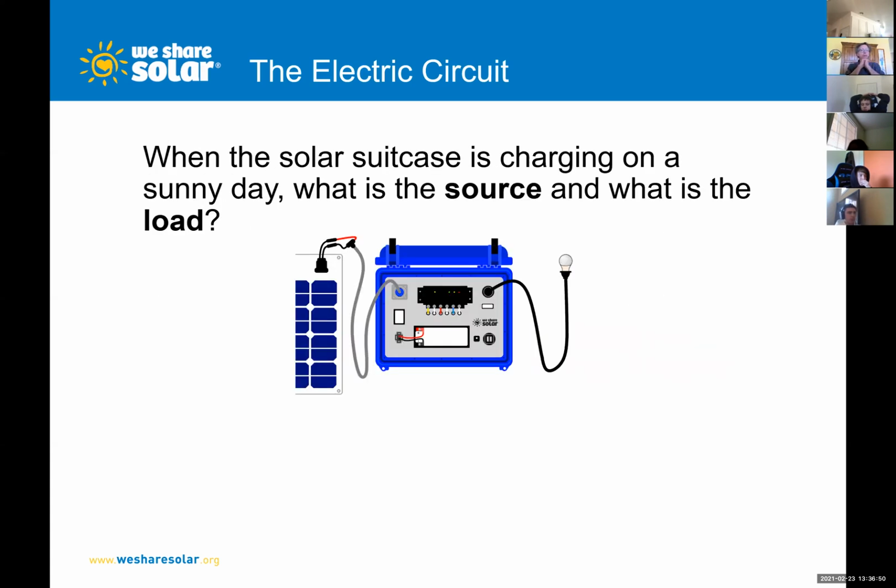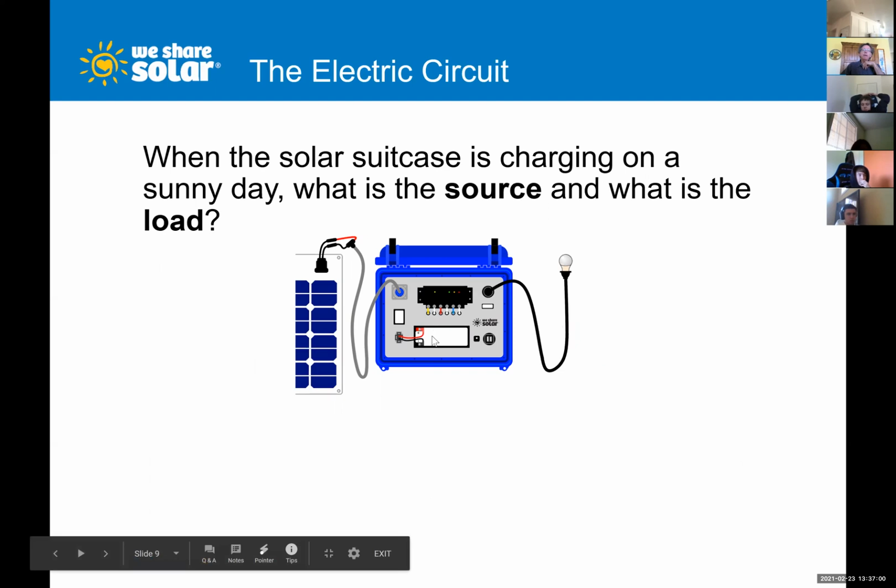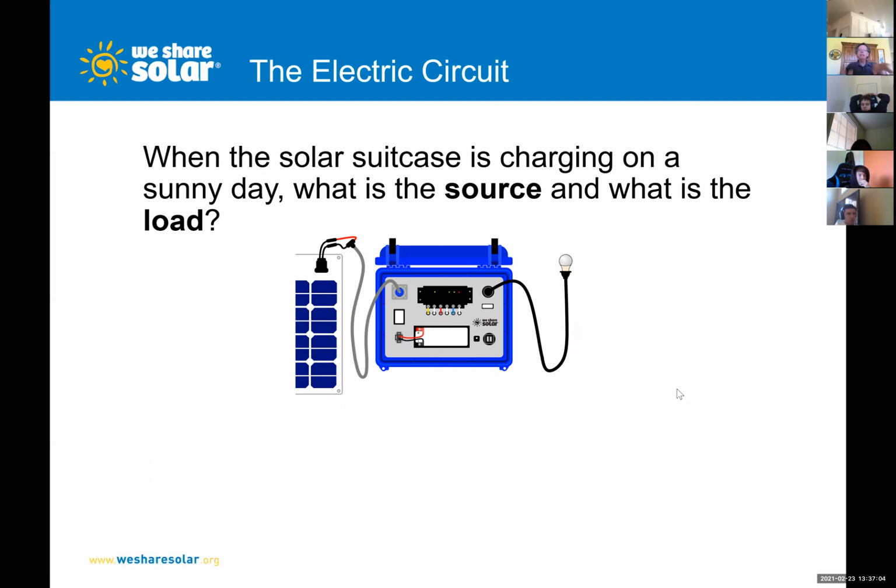So let's take a look at this. Here's a little picture diagram of a solar suitcase, and it's a solar panel on the left. And there's a battery kind of right in the middle there on the bottom, that white thing. And then there's this light. The light's not on right now. So in this setup, the solar suitcase is charging on a sunny day. Let's say, what is the source and what is the load? So you can maybe unmute yourself and just go for it.